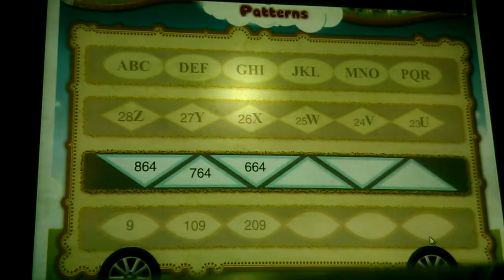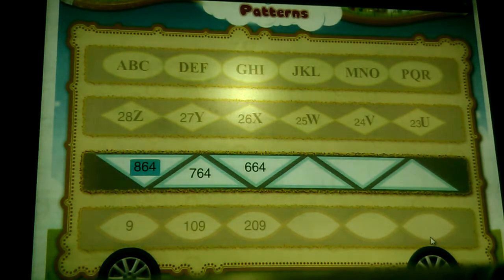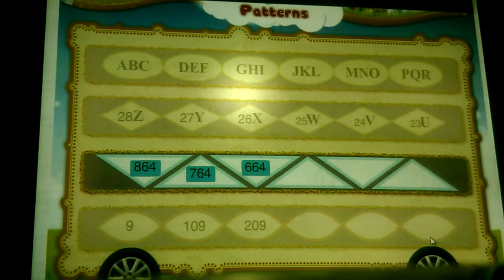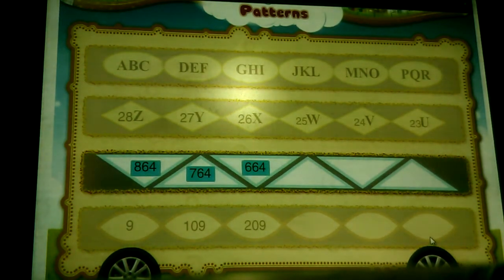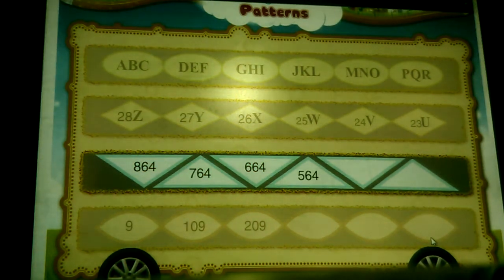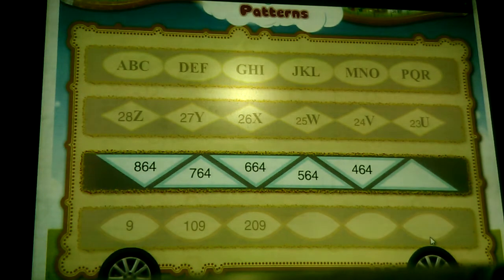In the third pattern, 864 is written in the first box, followed by 764 in the second box, and 664 in the third box. You will notice that the numbers are decreasing by 100. So the next boxes will have 564, 464, and 364.